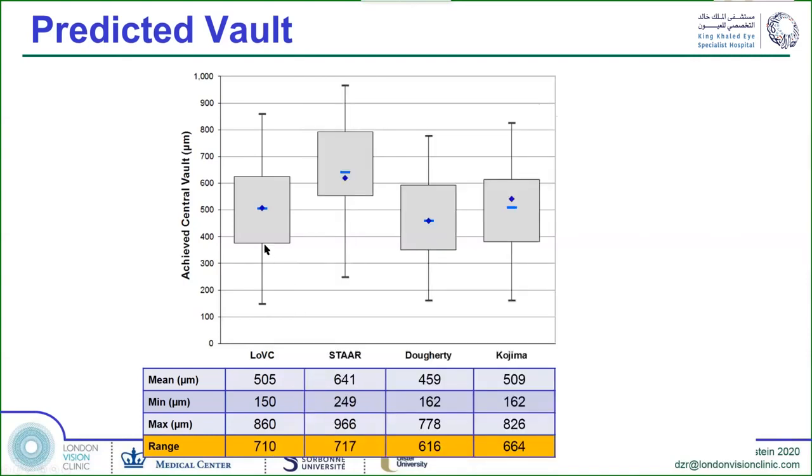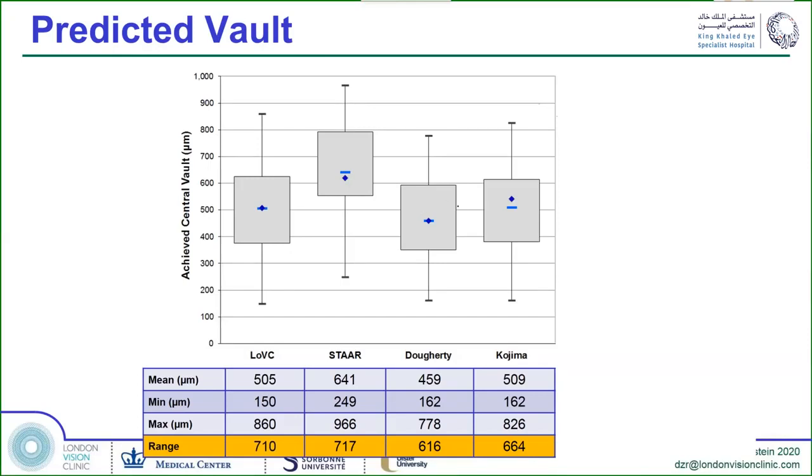If we look at how the other formulae would have predicted the vault, we see that the STAAR tends to oversize. And we all know this, right? The OCOS website, often we will have to go down a size from what is recommended, and people have different ways of doing that for themselves. But essentially, the STAAR tends to be a little over usually.